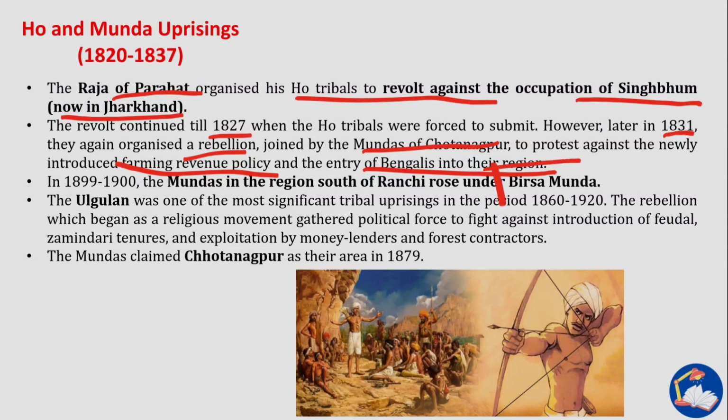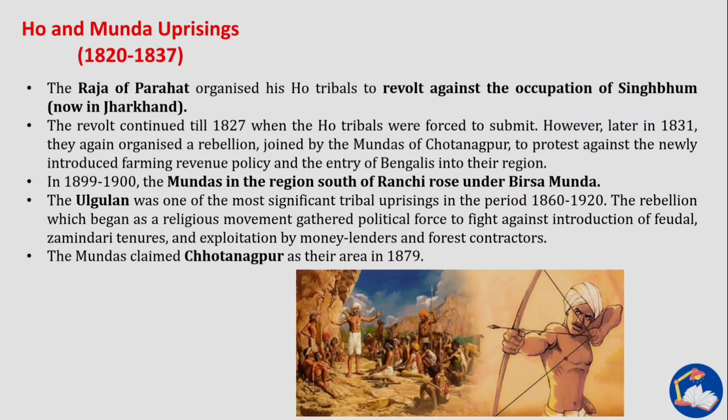The leader of the Mundas was Bussa Munta. The Ulgulan was one of the most significant tribal uprisings in the period of 1860 to 1920. The rebellion, which began as a religious movement, gathered political force to fight against the introduction of feudal zamindari tenures, exploitation by moneylenders and forest contractors.